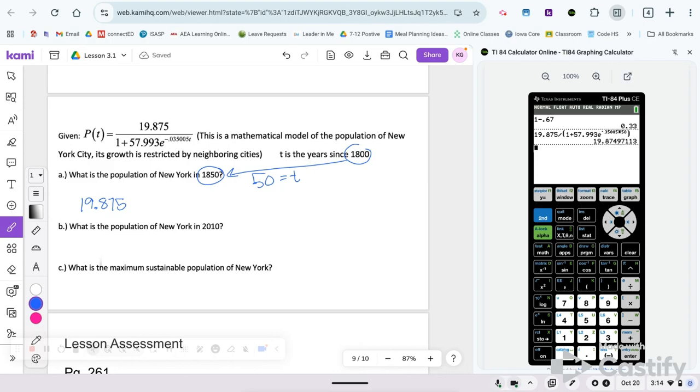What is the population of New York in 2010? 2010 minus 1800, 210, that's what I thought, 210 years. So I'm going to change 210 to my time. Why is it staying? I must have typed something in wrong, that's staying 19.875. What did I type in wrong?